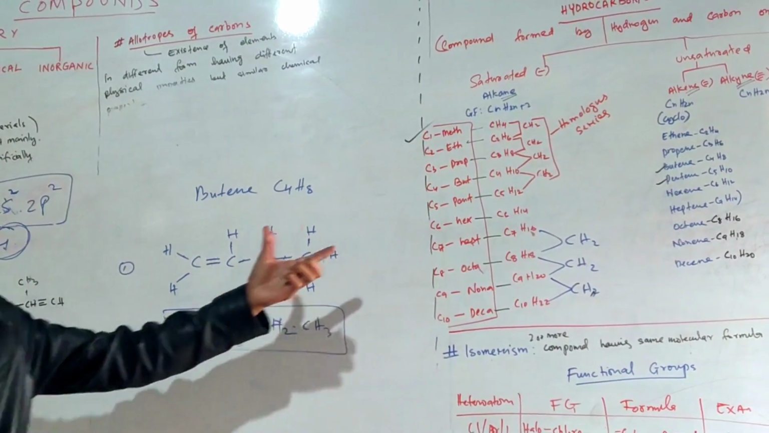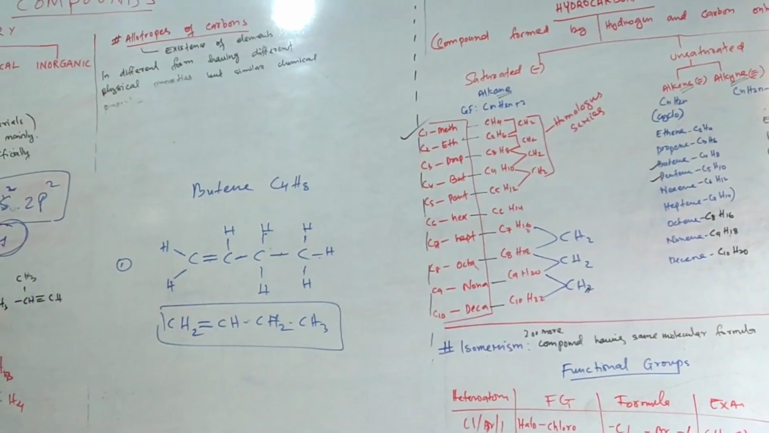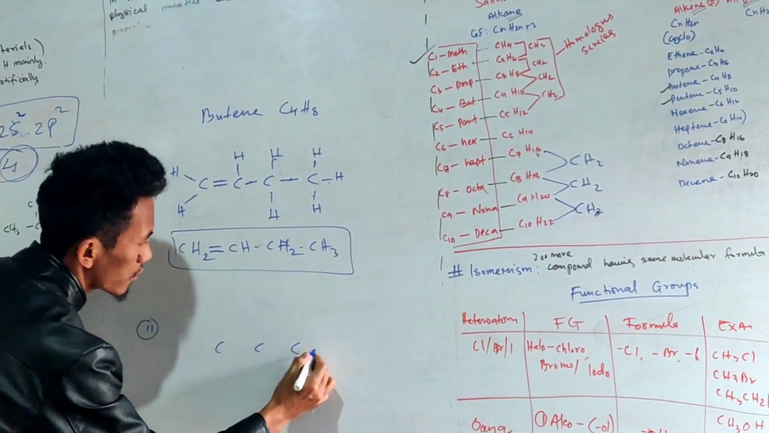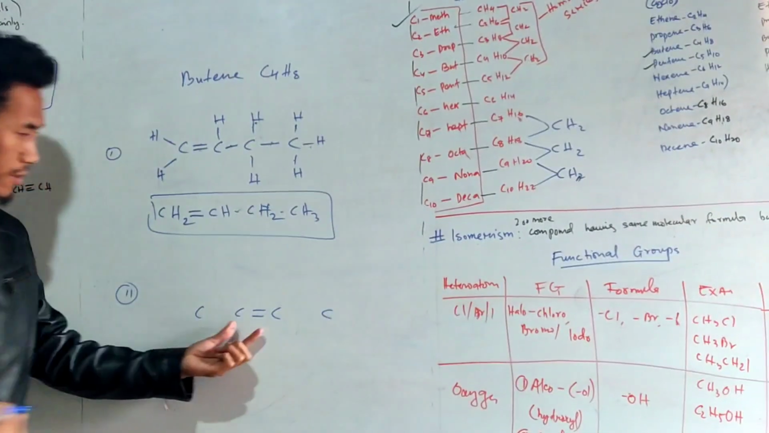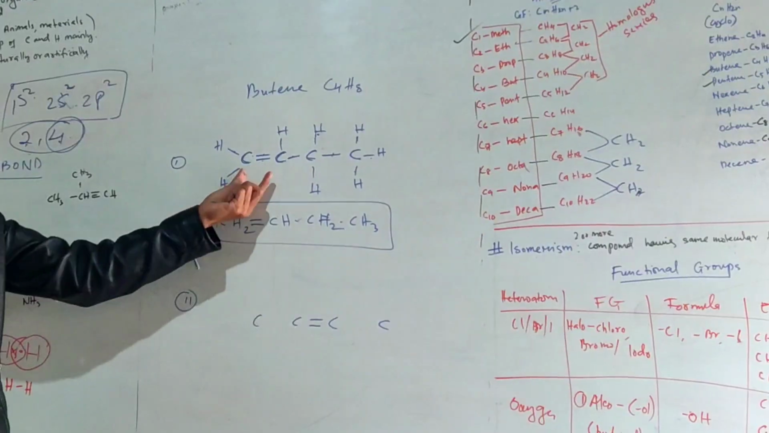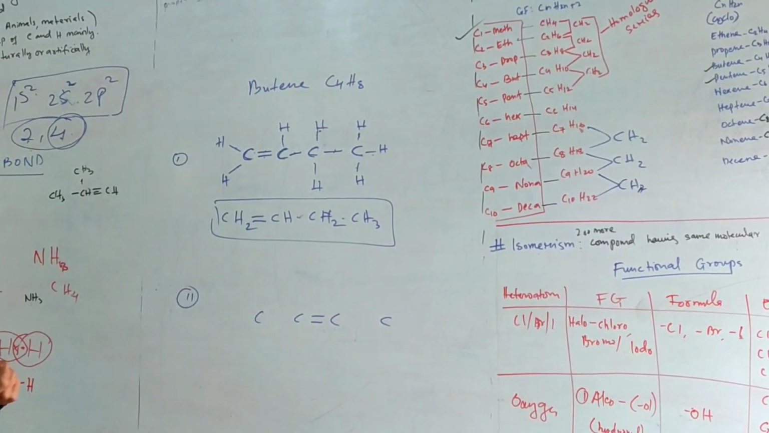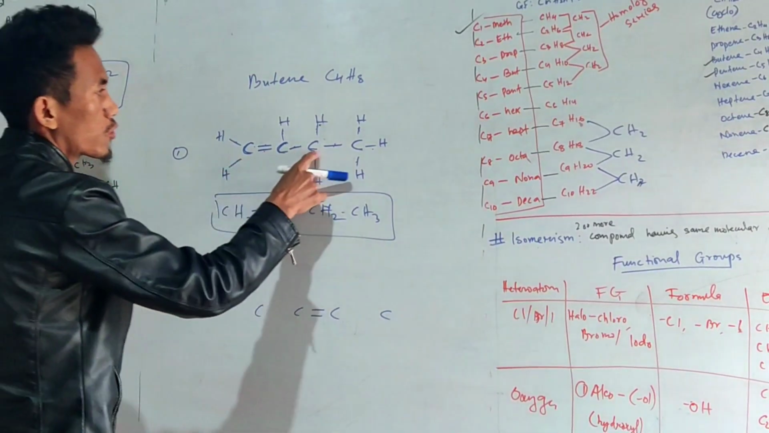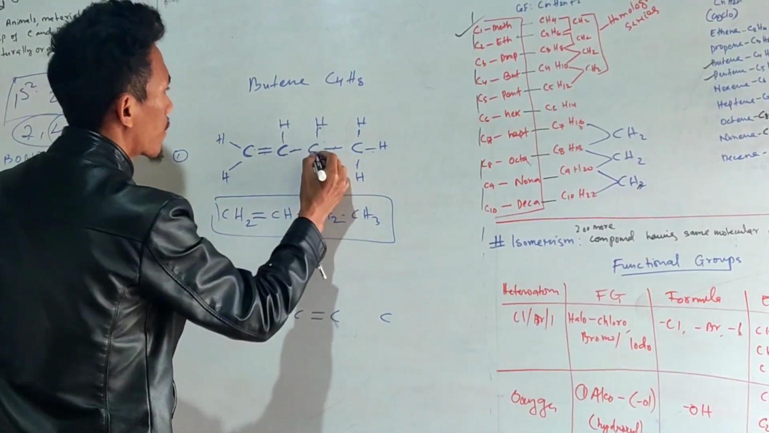You can try another one. Okay, now let's talk about another possible structure. Can we keep the double bond in the second place? Okay, let's name this butene, C4H8. Let's count the number of carbon now. 1, 2, 3, 4. We have 4 carbon.